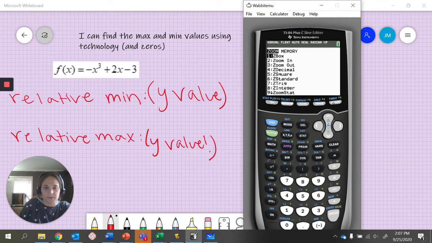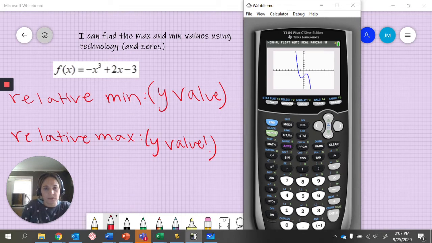Okay, so I'm going to hit graph so we can see what we see. And it looks pretty good. We could zoom in a little bit to see our max and mins a little more if you'd like. So we could go and hit zoom in. Hit button 2. And I can zoom in a little bit. That might have been too far. Oh, that was too far.